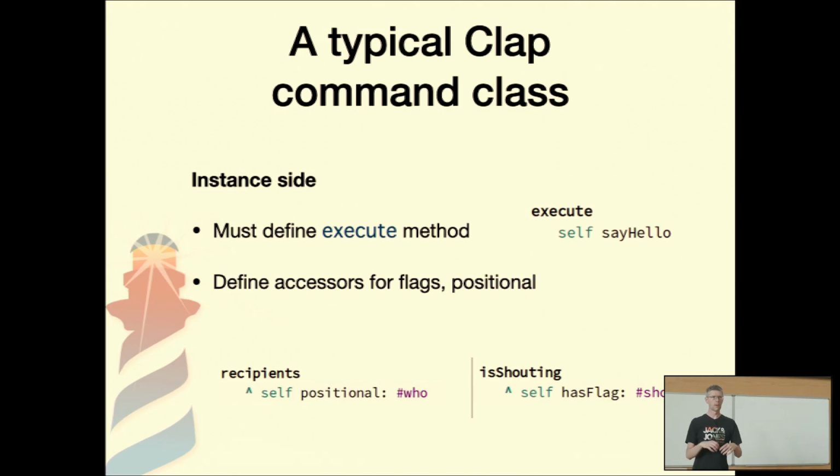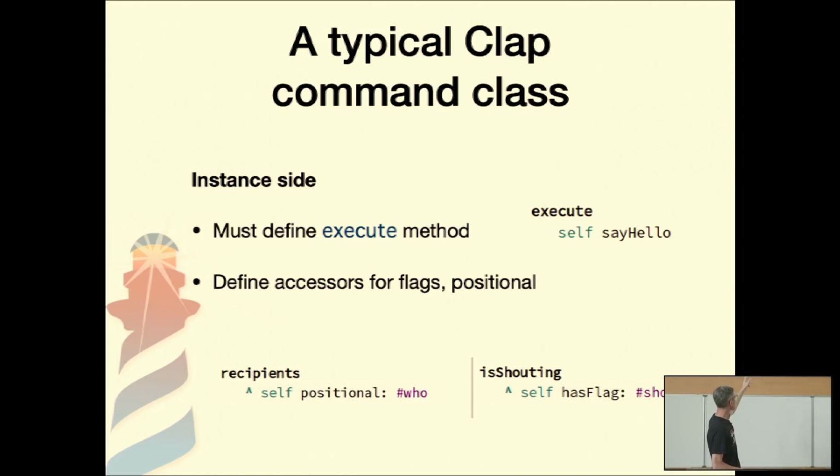Now, let's go to our command class, but instance side. It will be the command that will be instantiated by the context after the parsing. So your class must define an execute method. It can be a simple thing like just, okay, say hello. There you will also define some accessors for flags and positionals. They are quite easy because you inherit from the clap application, so you have some methods already available.